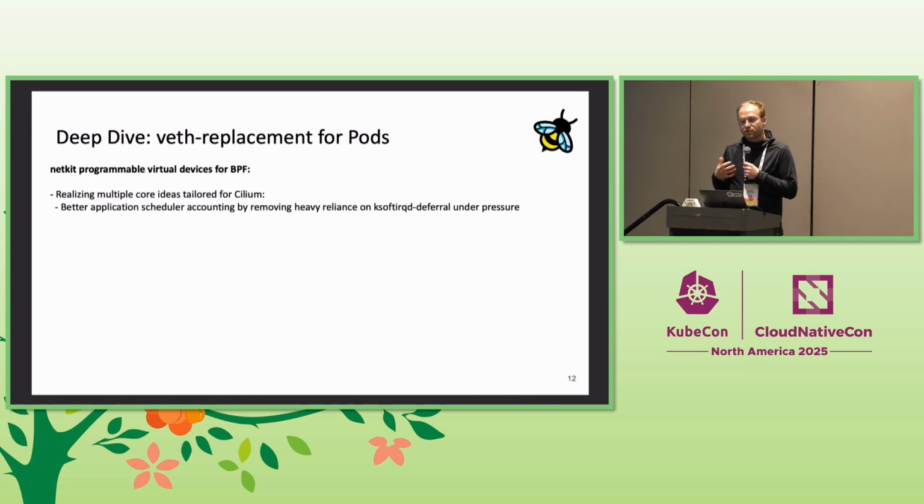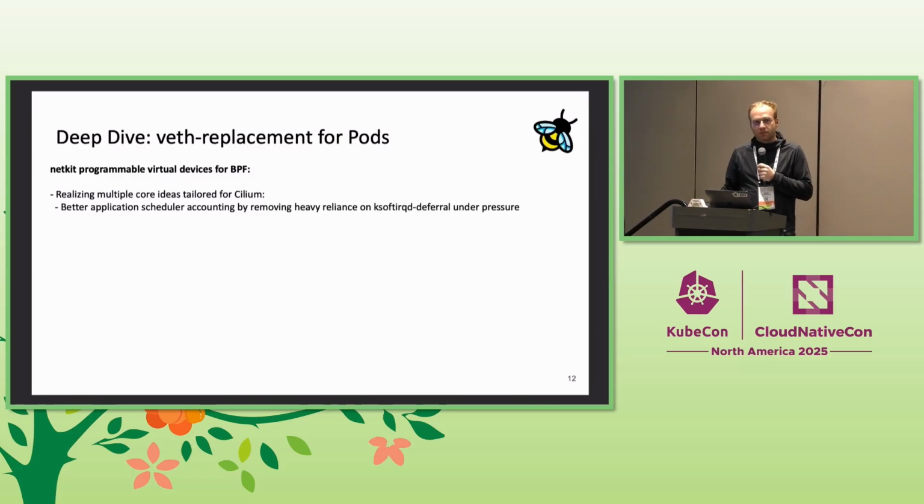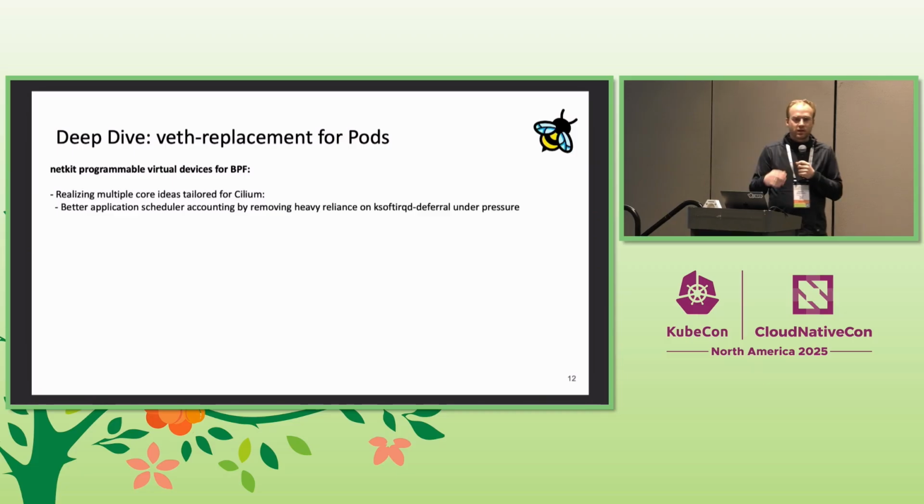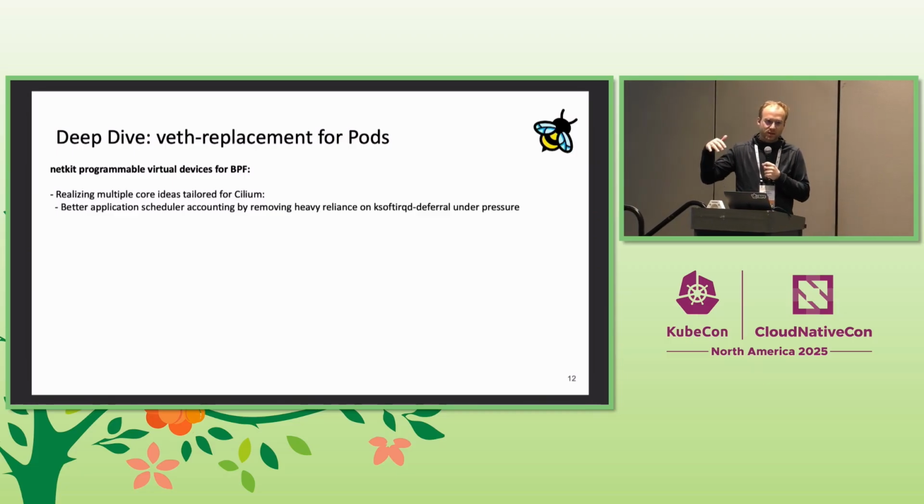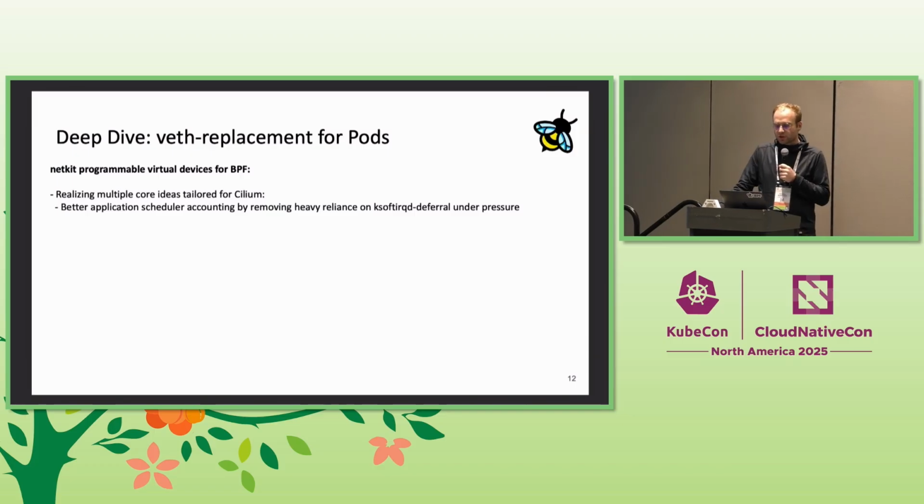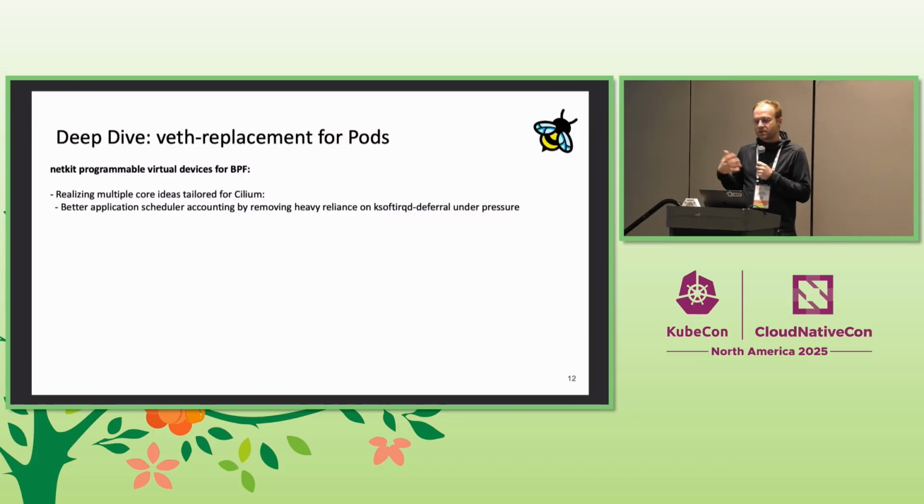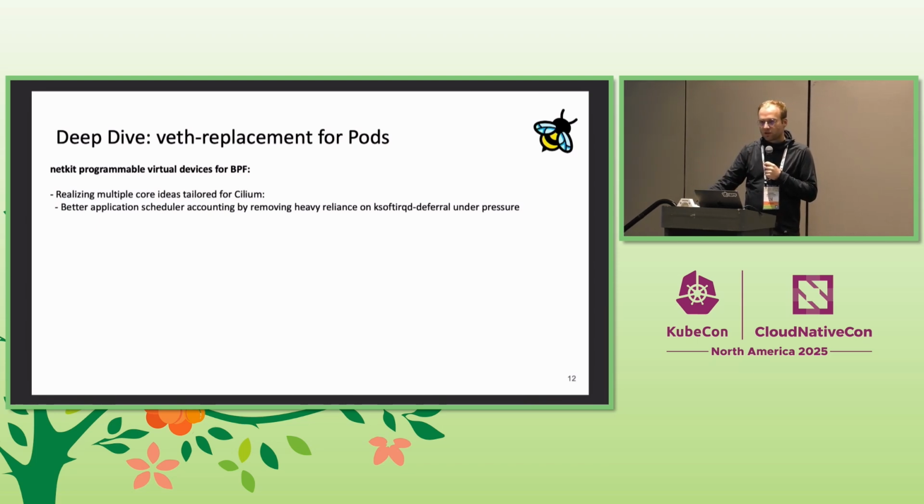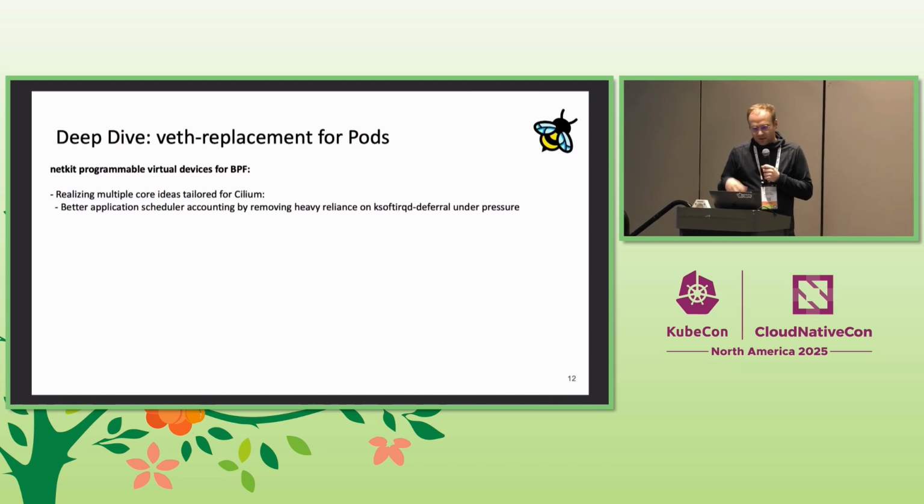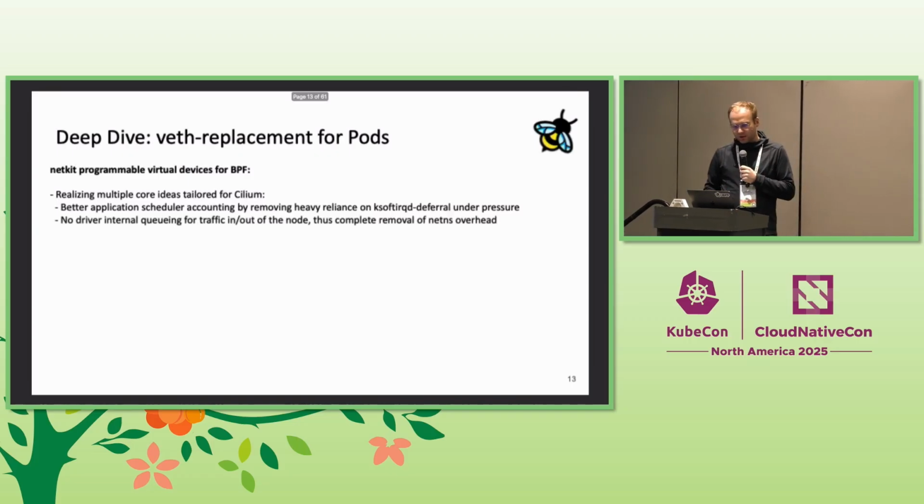So the core idea for this veth device replacement was to enable better application scheduler behavior, because with veth devices, when the pod sends traffic that should be going out of the node, inside the veth driver there's a per-CPU backlog queue where packets get enqueued, and if the system is under pressure, those packets will be picked up later on by the kernel softirq daemon. And that causes latency issues because you have two feedback loops essentially.